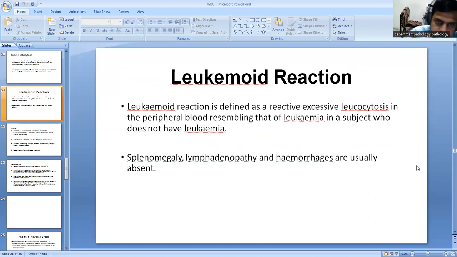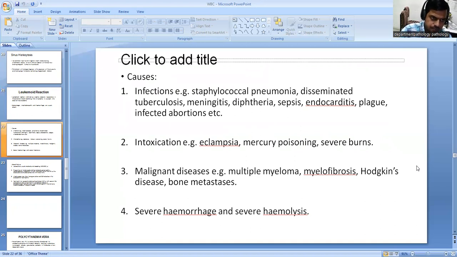Leukemoid reaction is defined as a reactive excessive leukocytosis in the peripheral blood resembling that of leukemia in a subject who does not have leukemia, and without the characteristic features of leukemia like splenomegaly, hepatomegaly, lymphadenopathy, and hemorrhages. There are several causes for leukemoid reaction. Number one, infections, for example, staphylococcal pneumonia, disseminated tuberculosis, meningitis, diphtheria, sepsis, endocarditis, plague, infected abortions, etc.